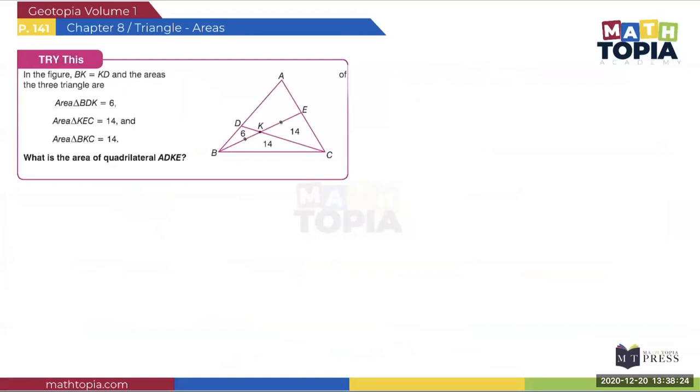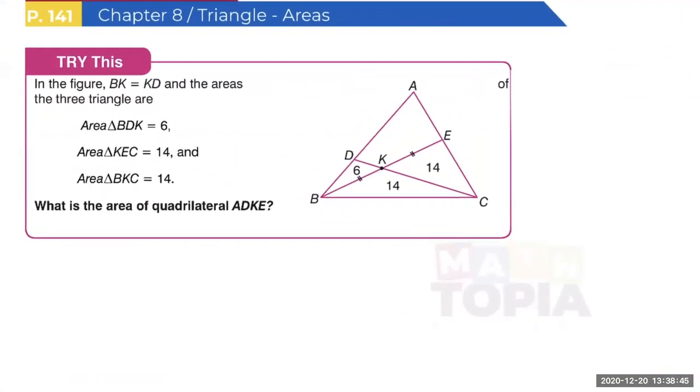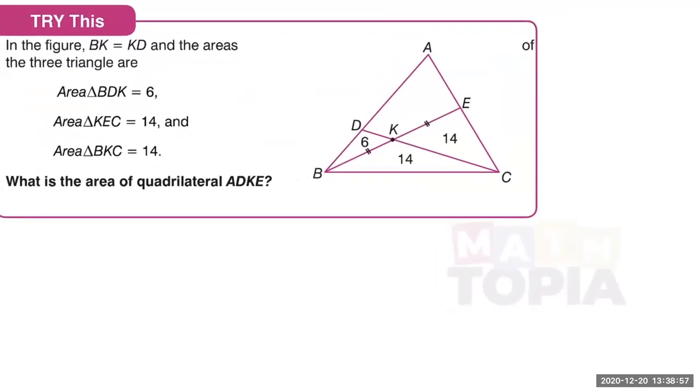Okay, now we are in page 141, chapter 8, side problem. When we look at this problem, the given information is two equal line segments and three areas given as 6, 14, 14. So let's see. First of all, the area and base connection. So we know that area and base connection.